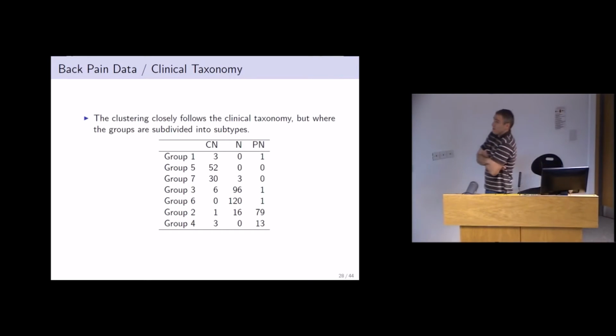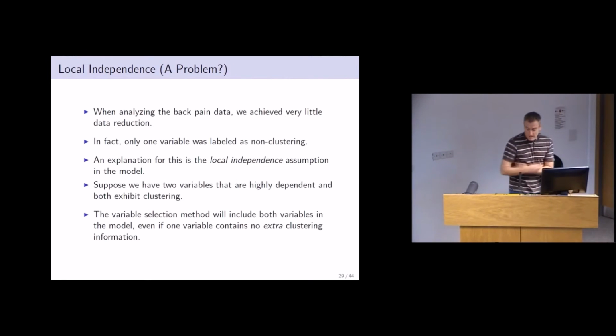So we're very happy with the approach up to now, because it found the groups and we were able to do variable selection, but it wasn't giving us very much variable selection. And that led us to think, are we doing something a little bit wrong, or is there something in our model that's making us not get very much variable selection?